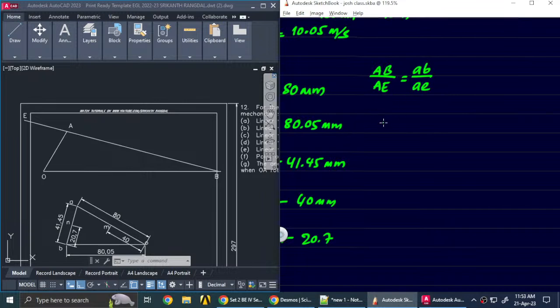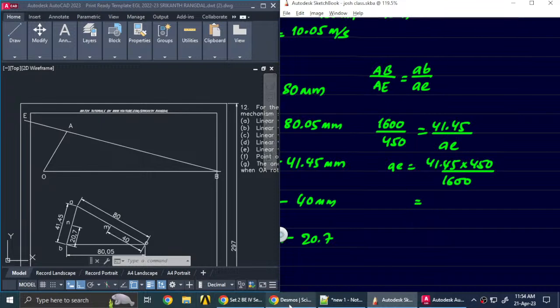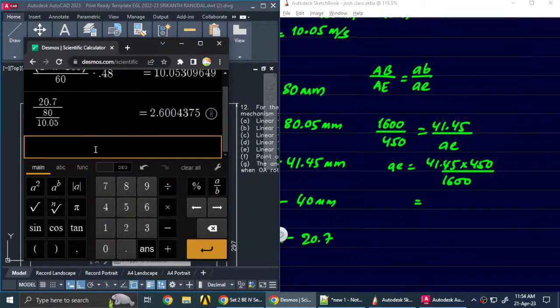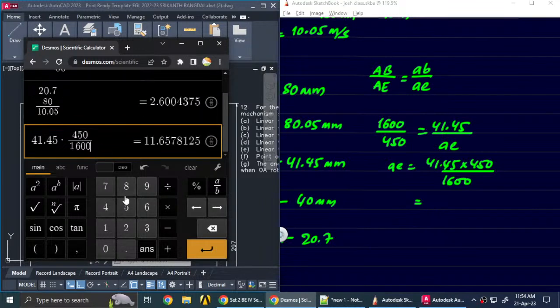Okay, so AB length, capital AB length, we know it is 1600, and capital AE length, we know it is 450, and small ab length, we can see we have measured it, it's 41.45, and small ae length is what we are interested in finding. So we will get it like this, 41.45 into 450 divided by 1600. So let's see what that length comes out to be. Alright, so 41.45 into 450 divided by 1600, 11.66.